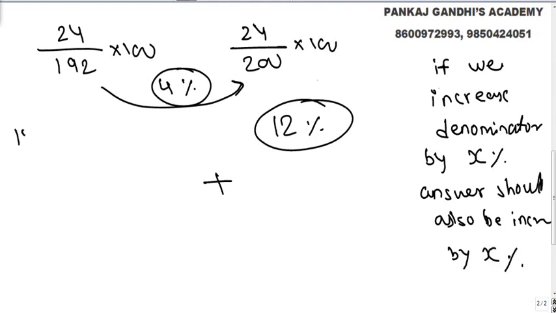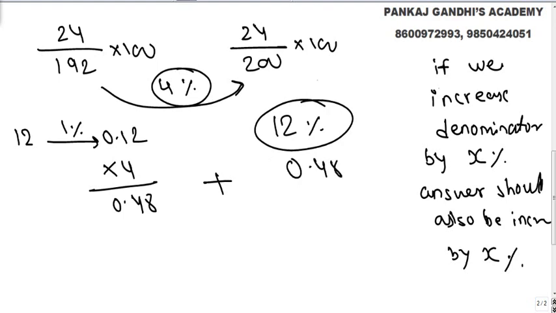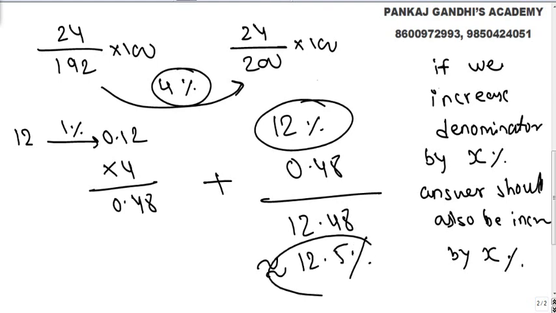So, 12's 1% is 0.12, so 4% will be 0.48. Now as we know it's very approximate, we will get plus 0.48, very close to 12.5, the actual answer.